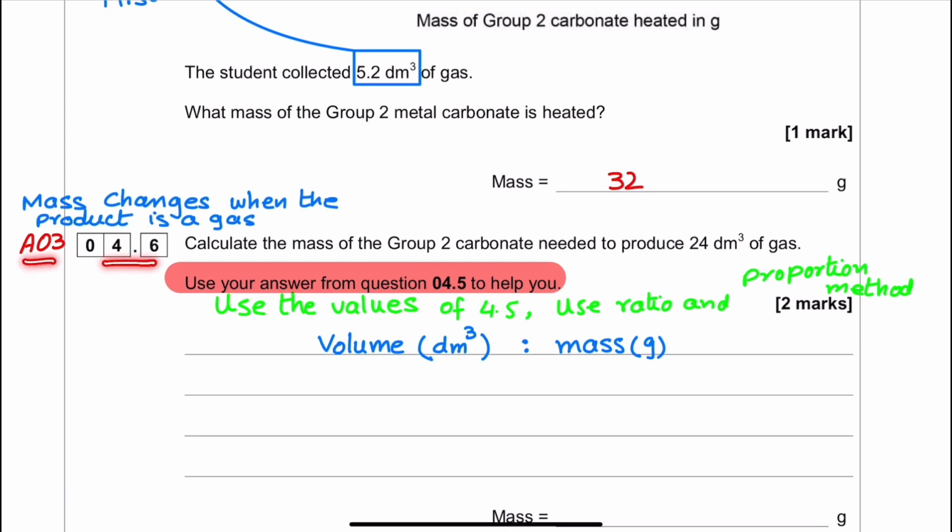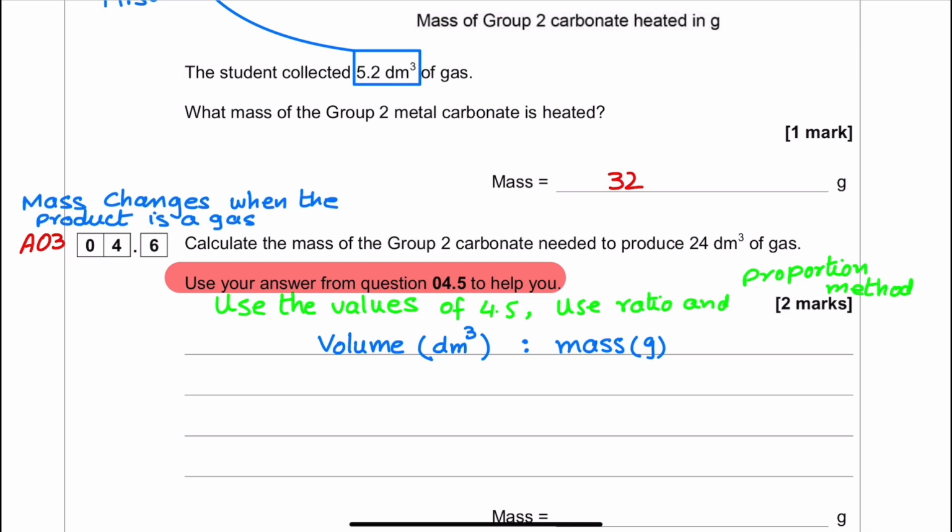4.6 is an AO3 question from the same topic. Calculate the mass of the group 2 carbonate needed to produce 24 dm cube of a gas. Use your answer from question 4.5 to help you. So we have a relation between the volume of the gas produced and the mass of group 2 carbonate heated in grams.